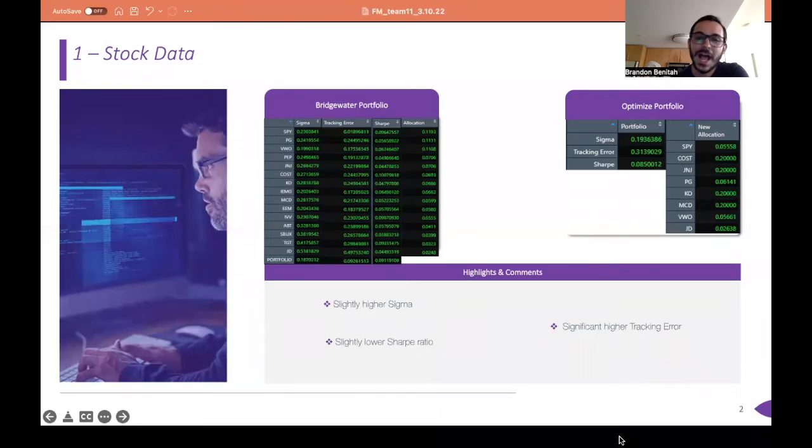Okay, first we have the stock data. Our client is Bridgewater portfolio. From the portfolio, we only took 15 stocks of the 70 they have approximately. As you can see on the left part of the presentation, you have all the information for the sigma, tracking error, Sharpe ratio, and the location for each stock. And at the end, you have the sigma and the same information for the portfolio.